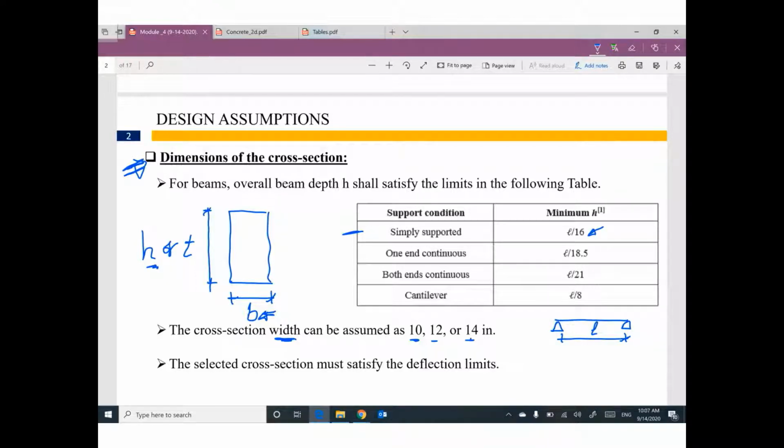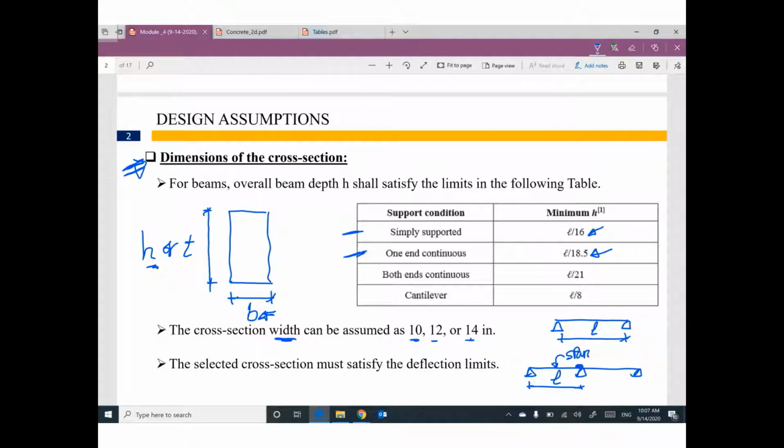If you are talking about a span like this one, so for this span, what do you think? It's continuous from this side. So if we are talking about one end continuous, so span L divide 18.5. I'm not talking about my numbers. I'm talking about ACI recommendation.